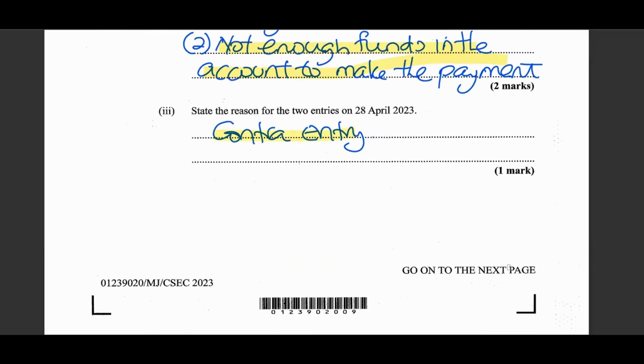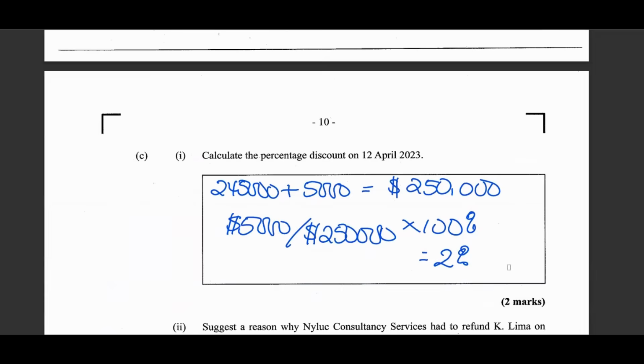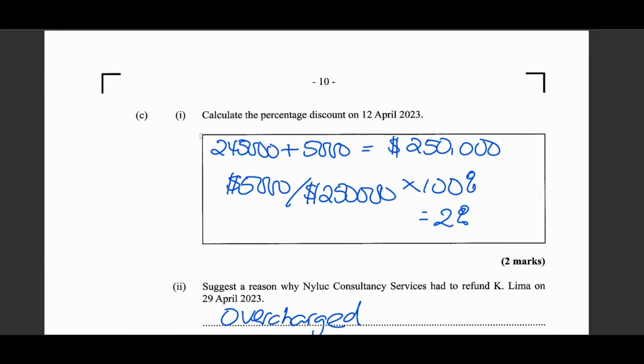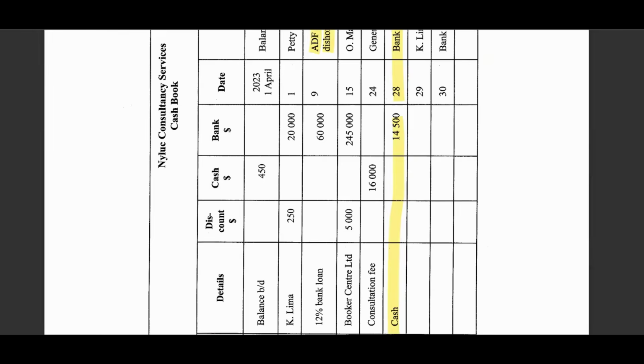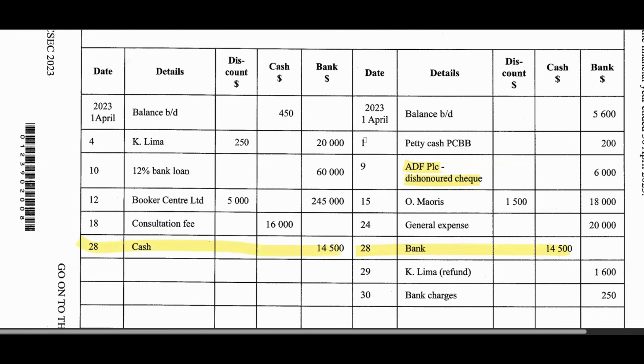Good. Time for us to move on some more. Next up, part C. Calculate the percentage discount on 12th April 2023. All right, guys, let's go back up. Let's check it out. So, a percentage discount on April 12th, I believe it was. Let's check it back.